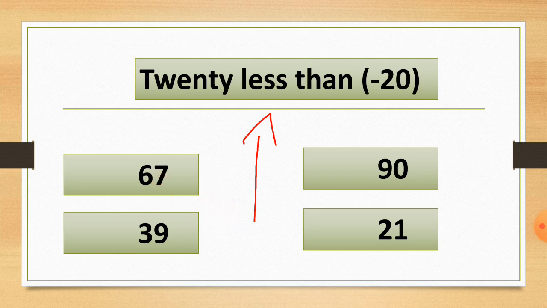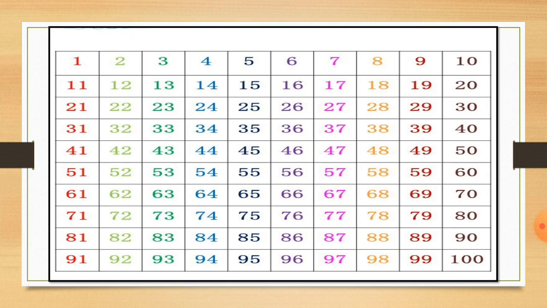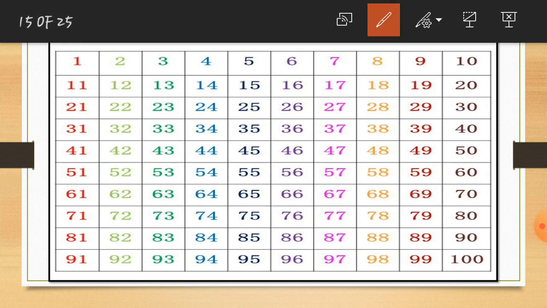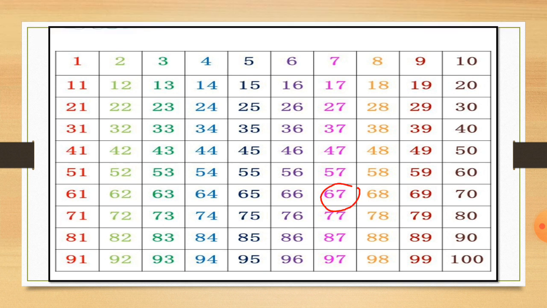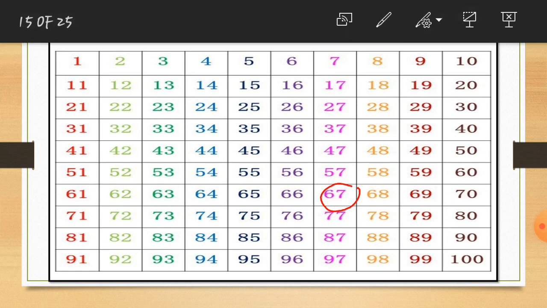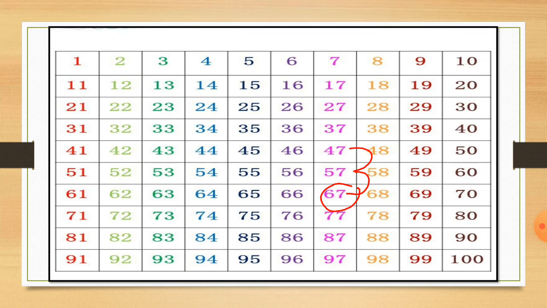Let's see in the hundreds grid where the number 67 is. So here is the hundreds grid. I circle the number 67 here. You can see this, and we have to move up 2 steps. Then we will get the right answer. So let's move up. Here is the first, and here is the 2. So 2 steps, you can see I move 2 steps upside from this number. So we will get this number which is 47.